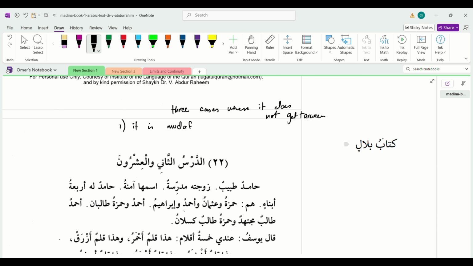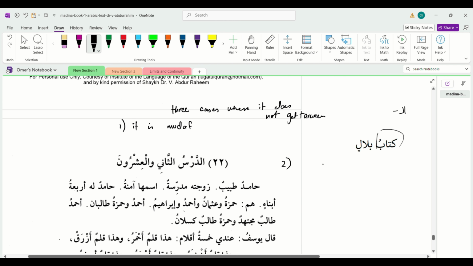So kitabu Bilalin is mudaf ilayh. It will have the kasra, kasratan, and this is the mudaf. It will never get the al or the ta'if, and it will never get the tanween. So kitabu Bilalin, but it can have the kasra, one dhamma, or one fatha. So kitabu Bilalin. This is the first case.